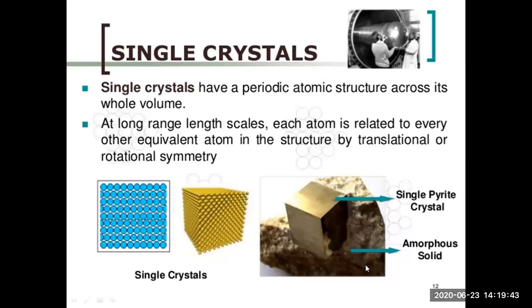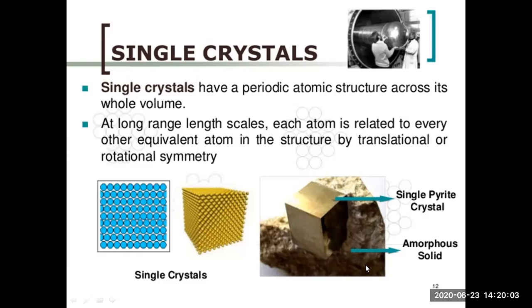Single crystals. Single crystals have a periodic atomic structure across their whole volume. Along long-range length scales, each atom is related to every other equivalent atom in the structure by translational or rotational symmetry. So they are, pyrite crystal, amorphous solid.